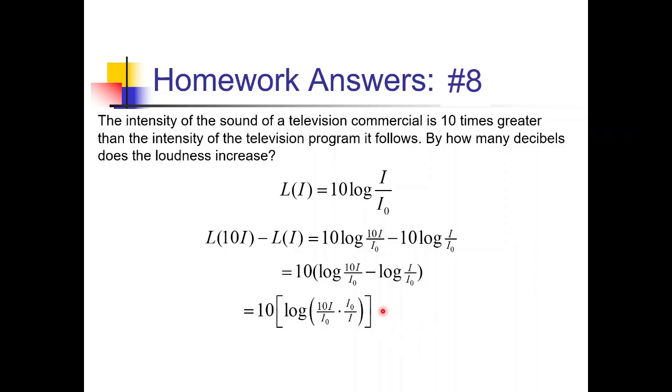And now at this point I can simplify a little bit. These I0s cancel out. The I's cancel out as well. So this is just 10 times the log of 10. And before I go for my calculator, this is log base 10, and we're plugging a power of 10 into it. 10 to the 1 is 10, so this is really just 10 times 1, which is just 10. And that unit's going to be in decibels.